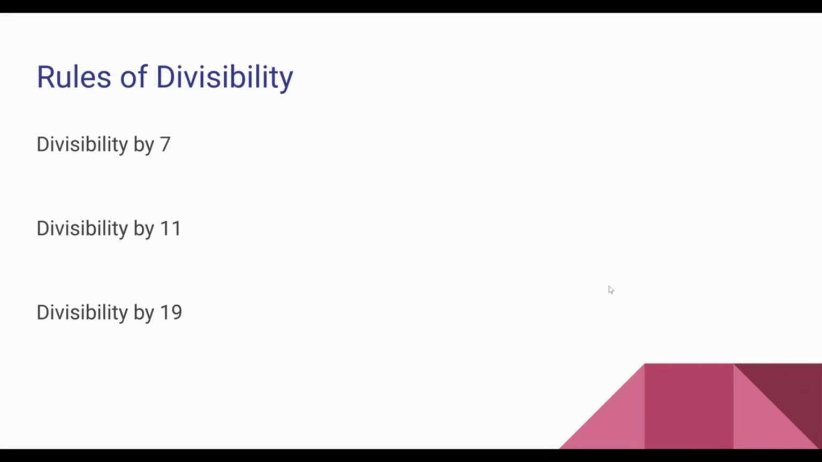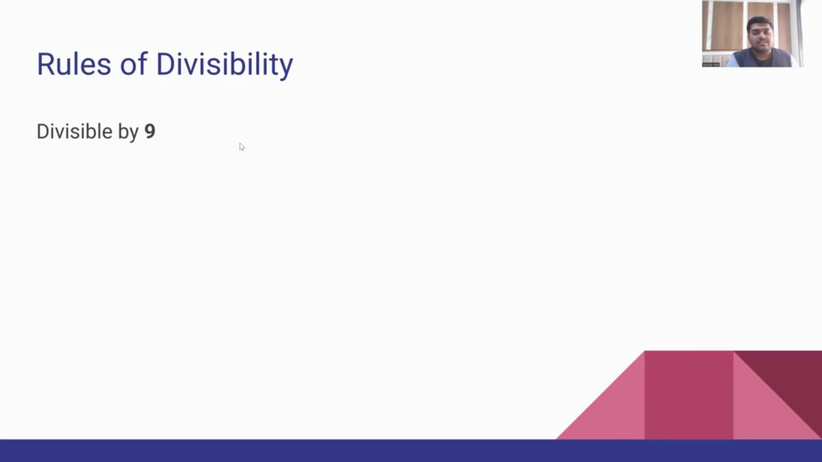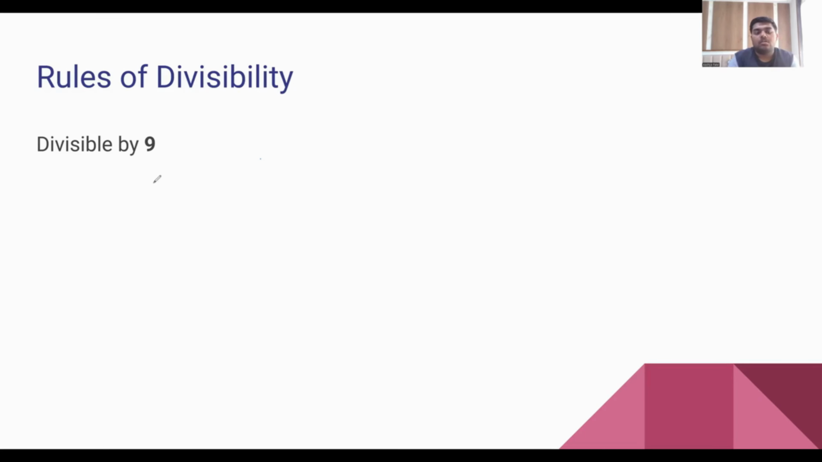So let us now see the last two rules of divisibility, which are divisibility by 9. For divisibility by 9, there is a simple equation. The sum of the digits should be equal to 9 or a multiple of 9.